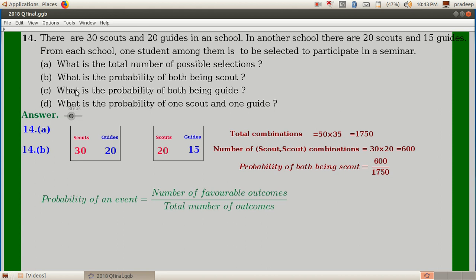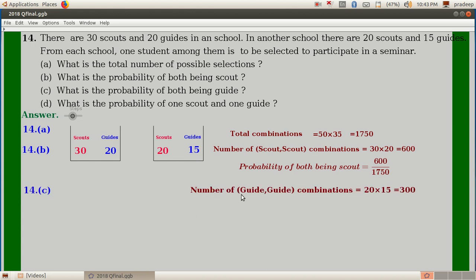Then here the third question is, what is the probability of both being guide? So let us take one from here and one from here, both must be guide. That means the number of guide combinations is equal to, here the number of guides is 20, here 15. Therefore, the total guide combination is 20 into 15, that's equal to 300. Therefore, the probability is the favorable combination, guide combination divided by total combinations, that is equal to 300 divided by 1750.